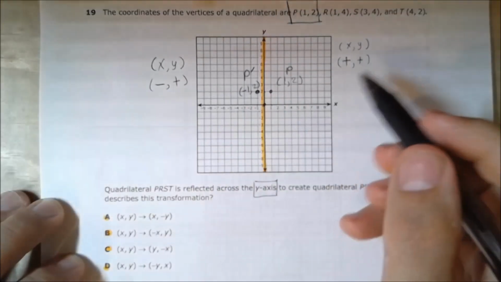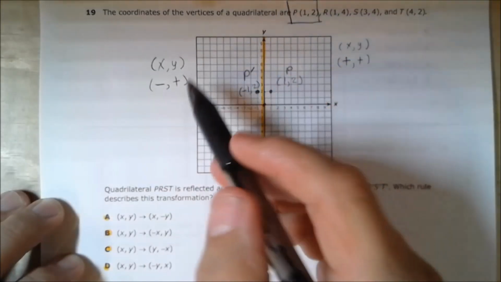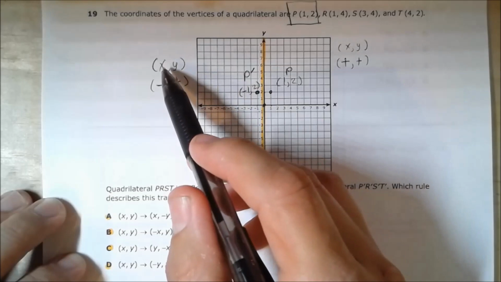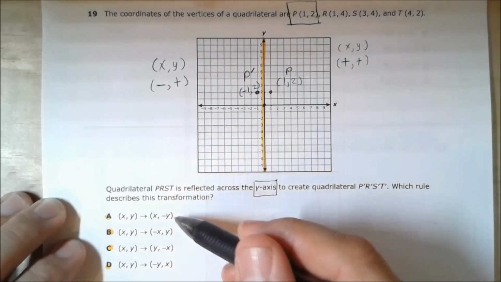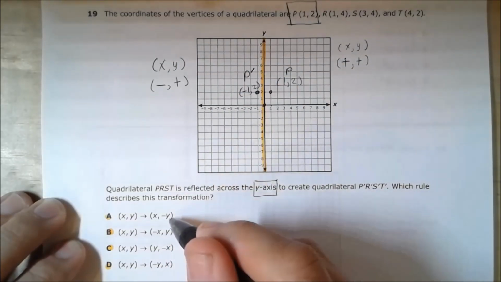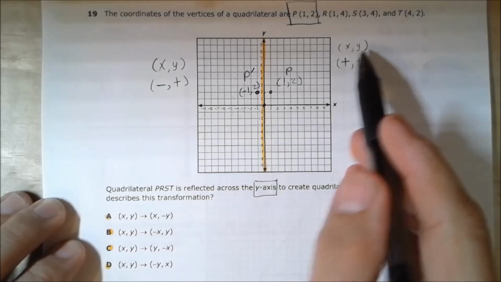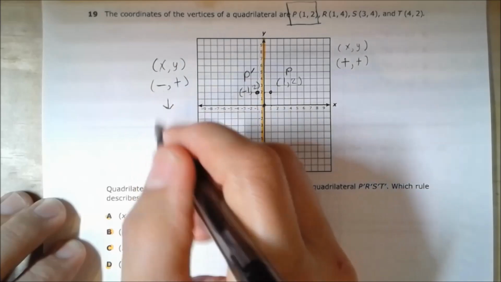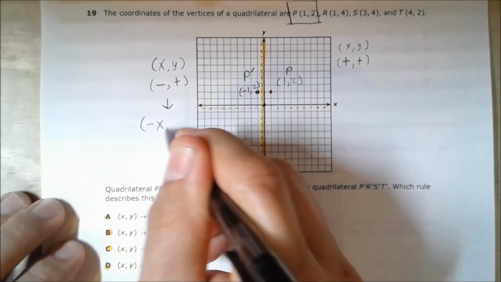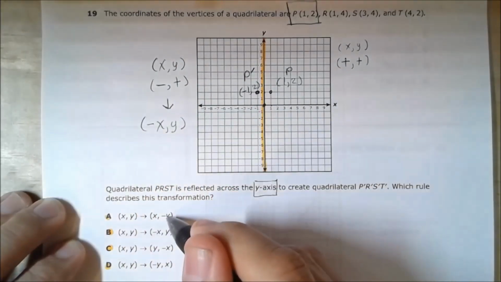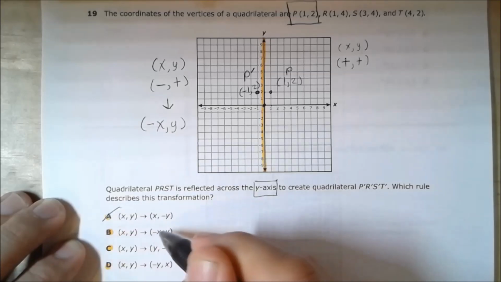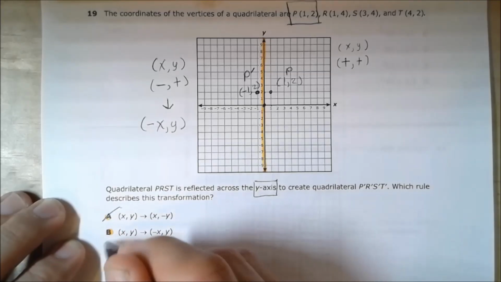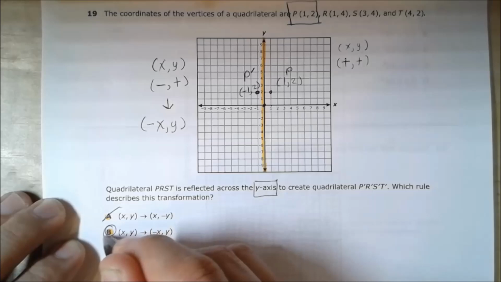So what we need to do is find a rule where y stayed the same but x turned negative. So let's take a look at our options here. Y stayed the same. If y was positive here, it's positive over here. So what we're looking for, let's rewrite this, if I move that sign with it, we should have negative x and positive y. So it can't be A. Negative x and positive y. B is the correct answer.